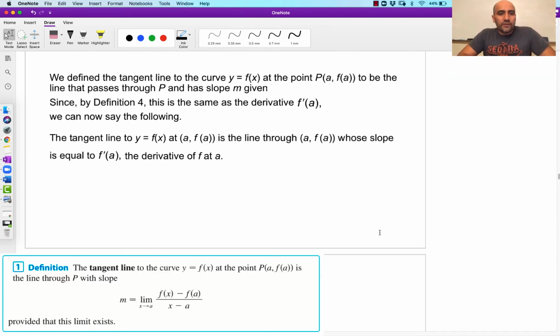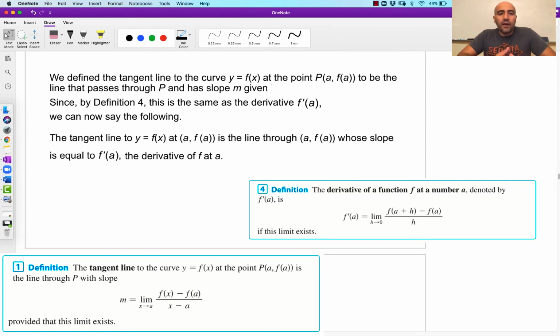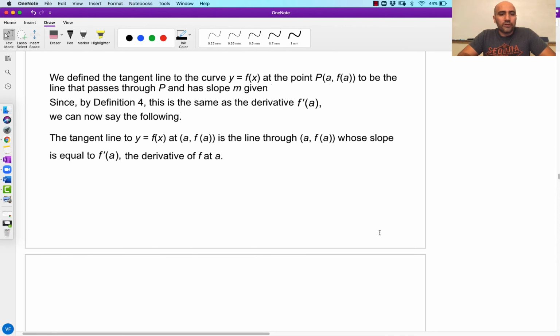Okay, so at the start of this video, we were looking at tangent lines, and we went through this whole thing about finding a limit that would help us find the slope of the tangent line. Well, we just saw that it's exactly the same thing as this derivative, f prime, so we can bring those things together and say that the tangent line to y equals f of x at the point a, f of a is the line through the point a, f of a whose slope is equal to f prime of a, since the derivative at a is the exact same thing as the limit definition that we went through earlier.